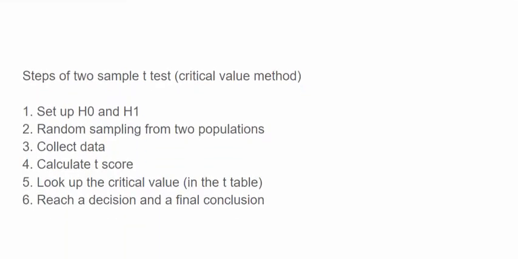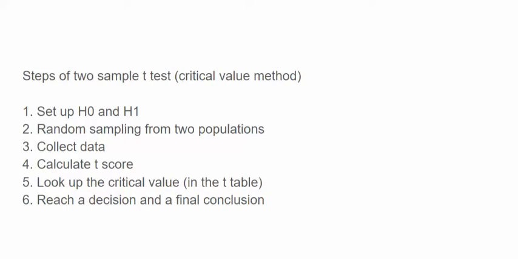And these are the steps of a two-sample t-test. There's actually two different ways to run a two-sample t-test. There's the critical value method and the p-value method. We'll cover the critical value method first, and these are the steps for running it. So first you set up your H0 and H1. You state the two possibilities that are being considered, the null and alternative.